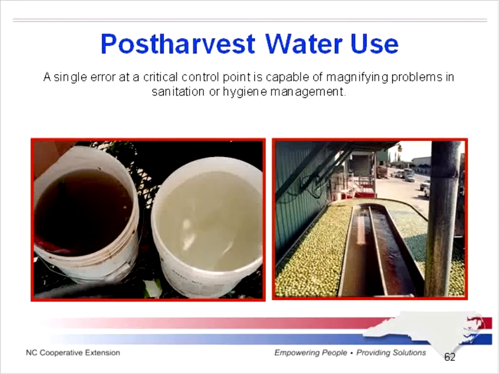It's important to recognize that a single error during this critical control point is capable of magnifying problems in sanitary or hygiene management. So one contaminated tomato here can then impact the quality of the rest of the produce that it comes into contact with.